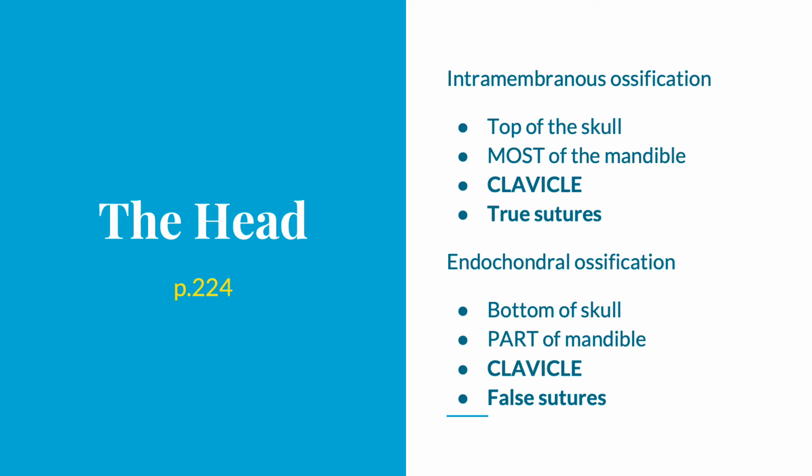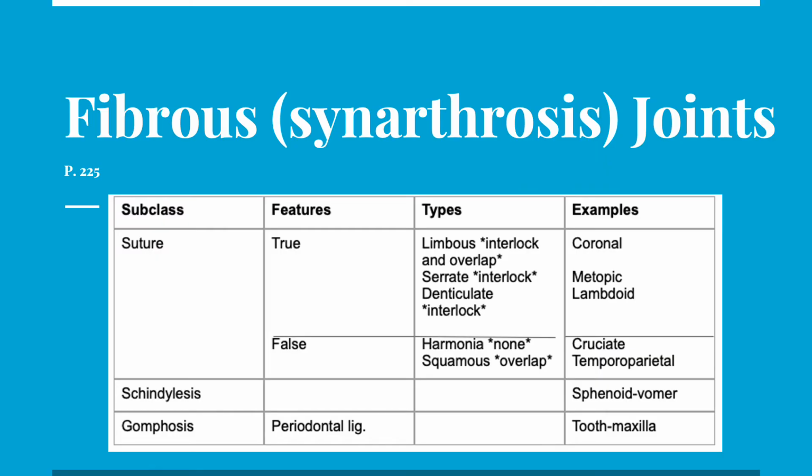Other things that you might want to recognize is that forming true sutures happens via intramembranous ossification, whereas false sutures develop via endochondral ossification. So more about those sutures. These are important to know. So there's that little table on the top of page 225. You want to know about these sutures. So we've got true or vera sutures and false or notha sutures. He normally just uses true and false, so I wouldn't worry too much about that.